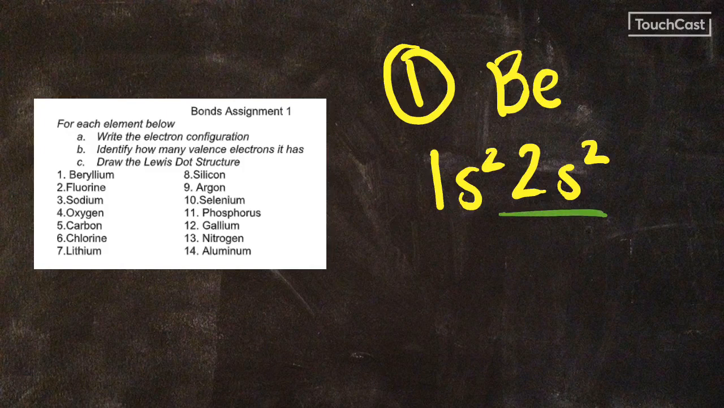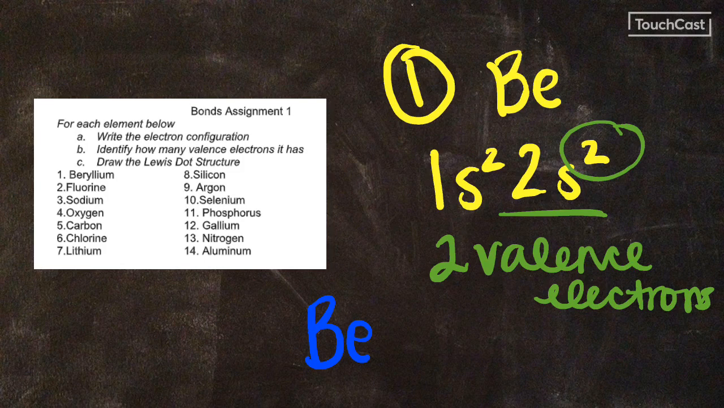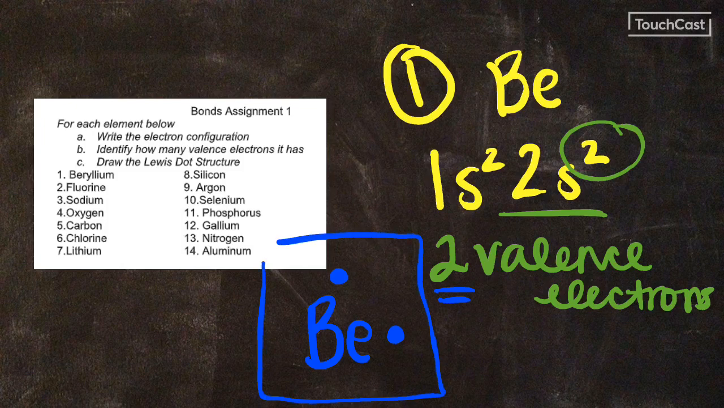You then need to find or identify how many valence electrons you have. So you take whatever has the biggest number and you add its exponents. So I have 2 valence electrons. Then I need to draw my Lewis structure. So I write my element symbol, I start at the top, move clockwise, and I go 1, 2. Since I only have 2 valence electrons, I only have 2 dots, giving my answer Be. You are doing exactly this for 1 through 14 on a separate sheet of paper. Once you've got that completed, upload that work to Google Classroom. All right, move on to your next worksheet and then your next video.